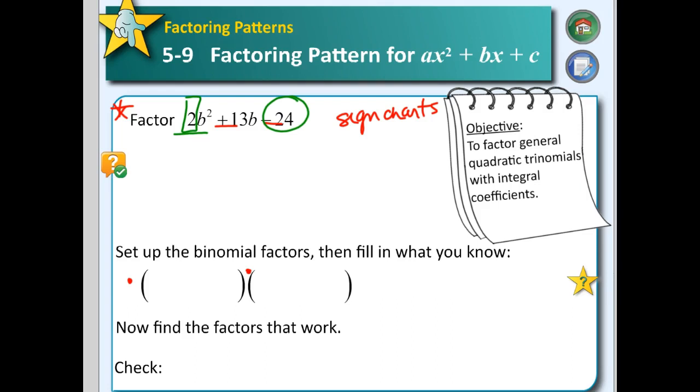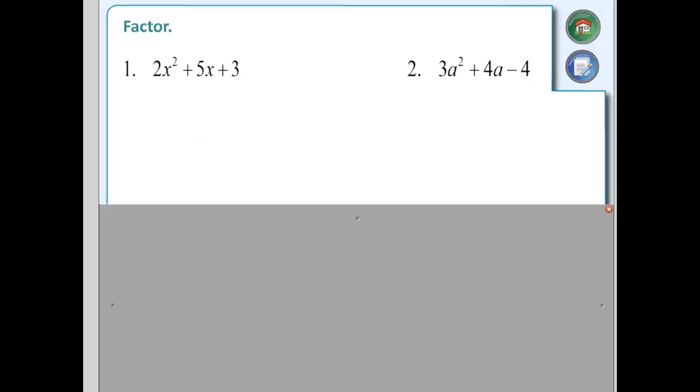So, we're going to set it up. We're going to find our two binomials. We're going to look at our signs. Then we're going to check, find the factors that work. And the way we check to make sure is we X factor. X factor helps us decide when we check the middle if we've chosen wisely. So let's go ahead and try a few.